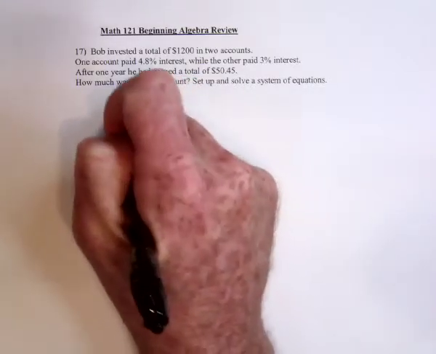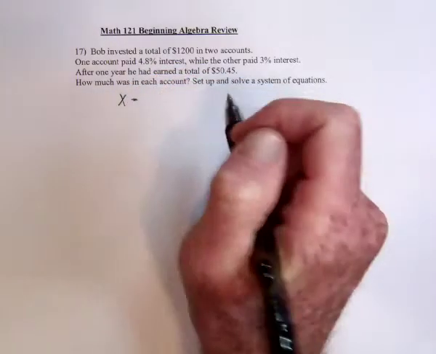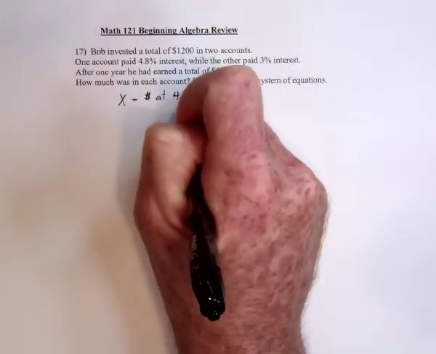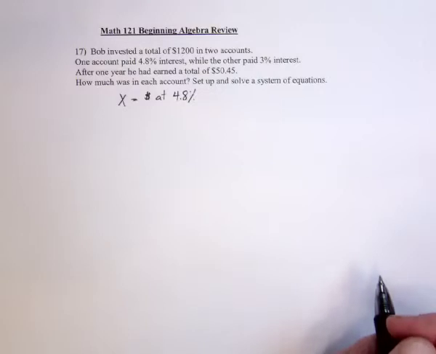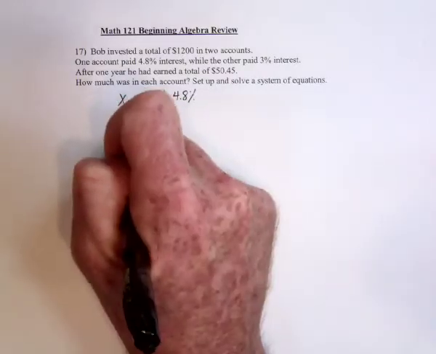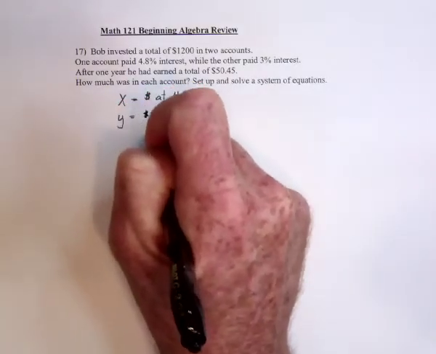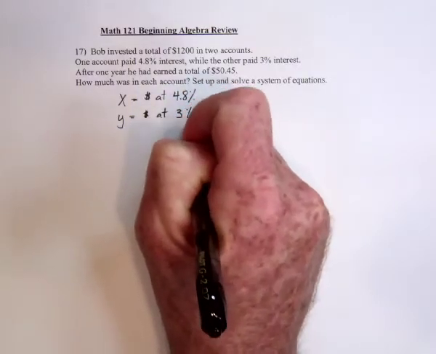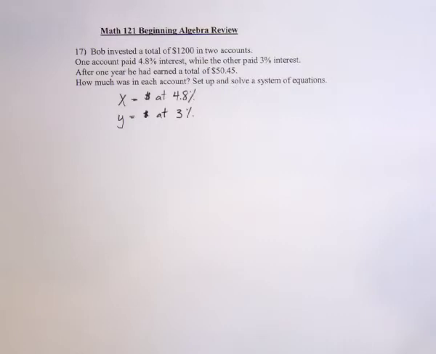So I could say let x be the amount of money in the 4.8% account, and then let y be the amount of money that was put into the other bank account that paid 3%. And you could write out that whole sentence like that, or you could abbreviate it like this, but you should write down what the x and y stand for. Now, because we're going to have both x and y, that means we need two equations.